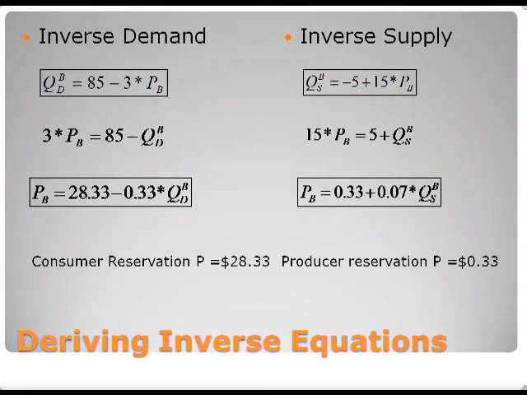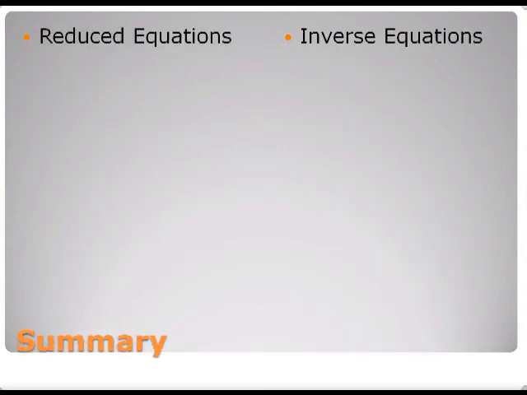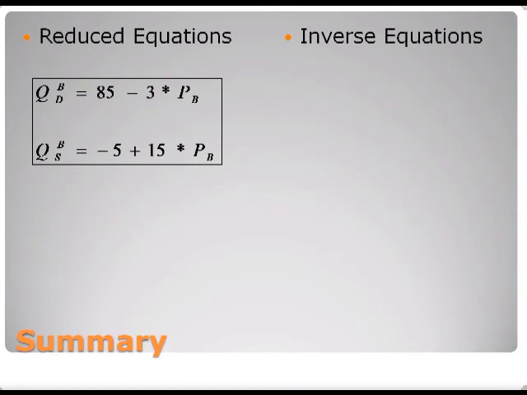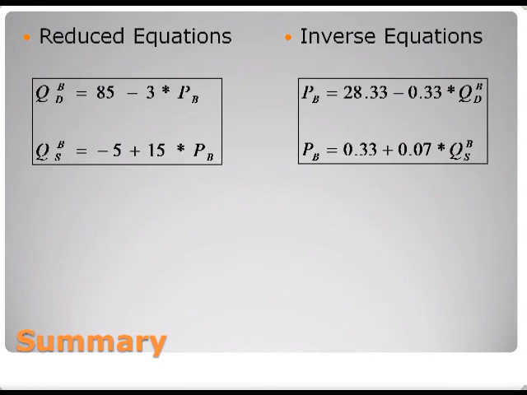At this point, we can use the reservation prices to argue that the price of beef must be below $28.33 but above 33 cents before a market for beef will exist. In summary, we now have two sets of equations. The first are the reduced form equations where the quantity is a function of price. The second are the inverse equations where price is a function of quantity.